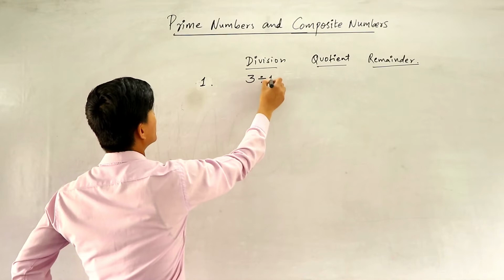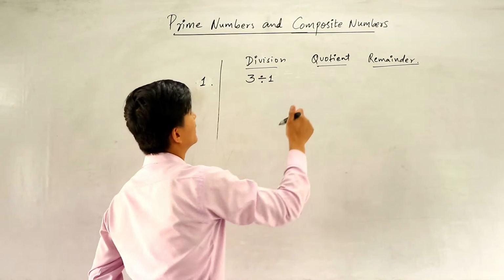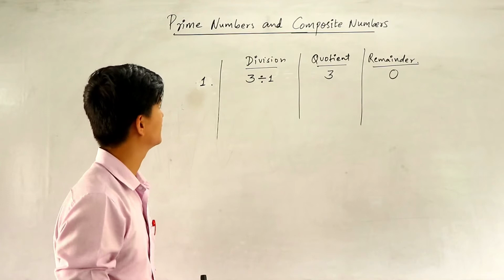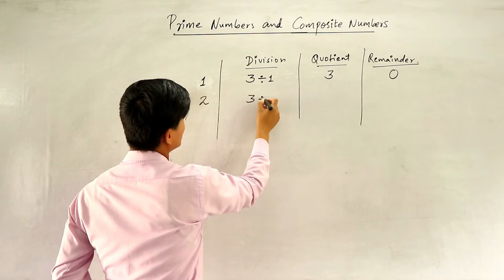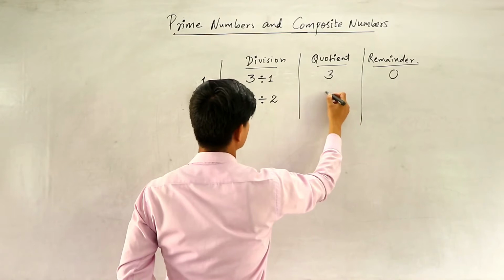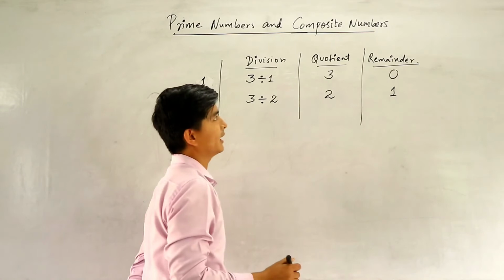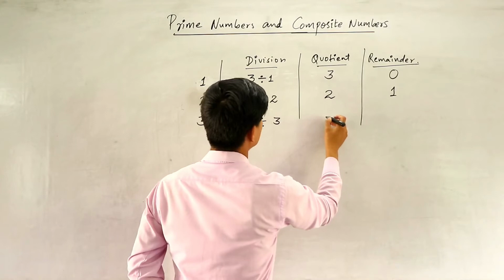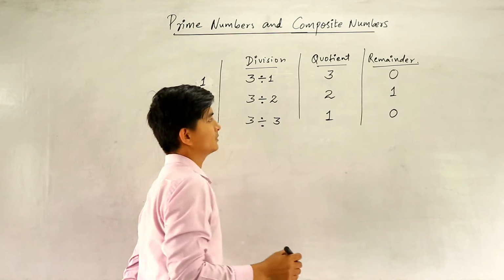Three divided by one. Here we get remainder zero, and the quotient is three. Now two. If we divide three by two, we get quotient one and remainder one. And if we divide 3 by 3, the number itself, we'll get quotient 1 and remainder 0.